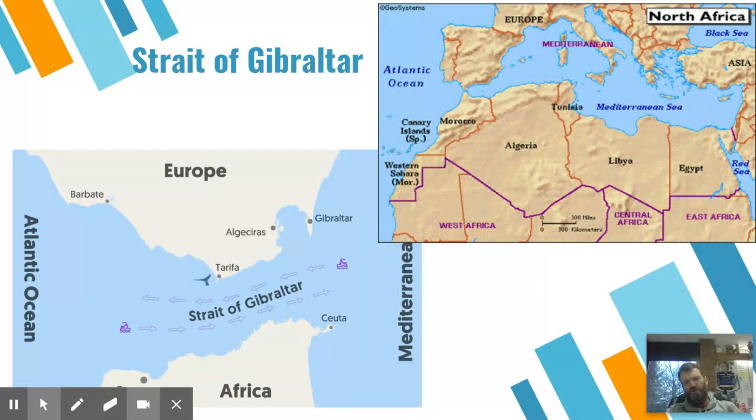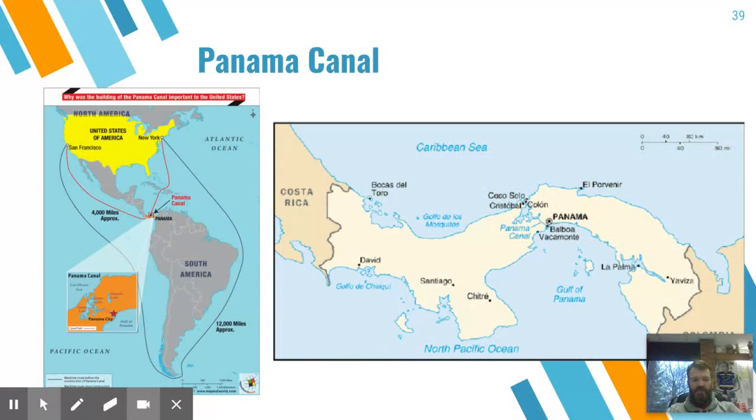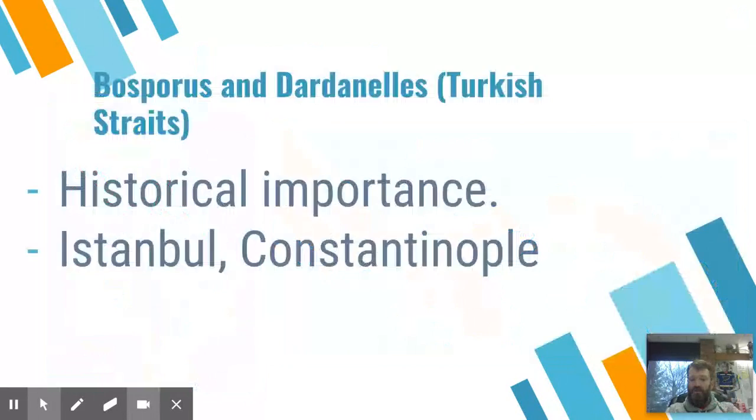So here are some examples of choke points. There's the Strait of Gibraltar, between Europe and Africa. It connects the Atlantic Ocean to the Mediterranean Sea. The Panama Canal I mentioned earlier, and this map on the left does a great job of showing you that connection. Instead of having to travel all the way around South America, we can go from New York to San Francisco a heck of a lot faster. So that choke point is important.